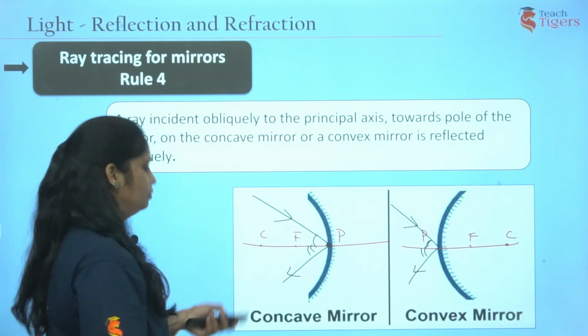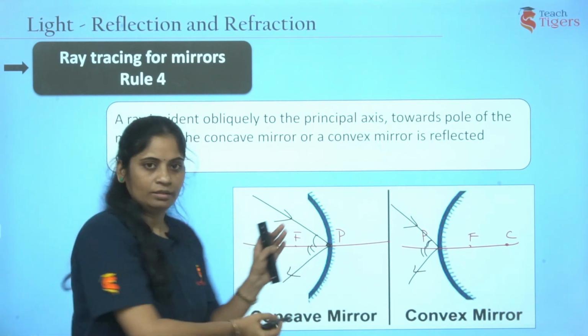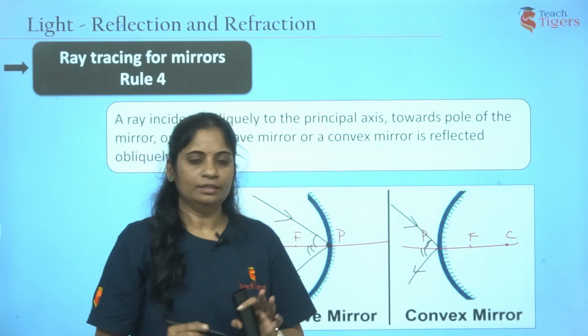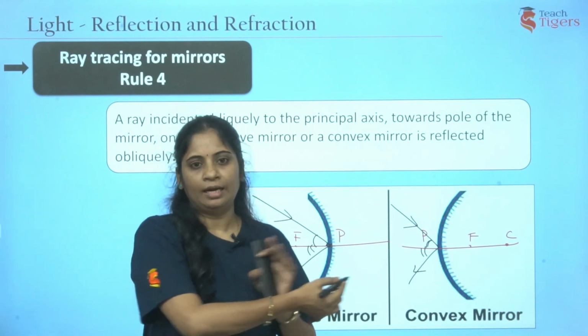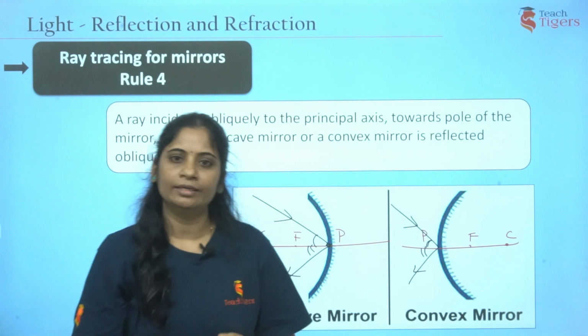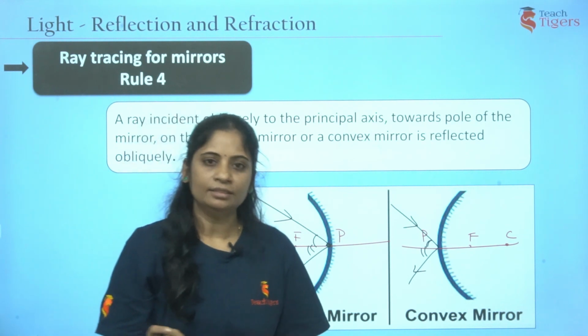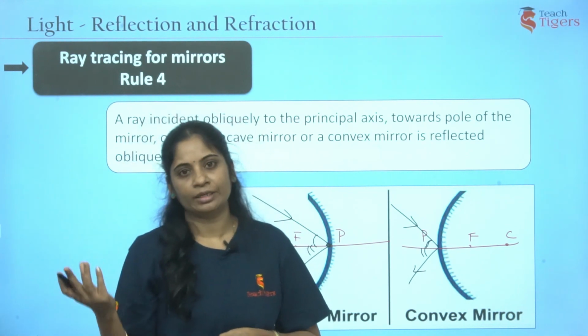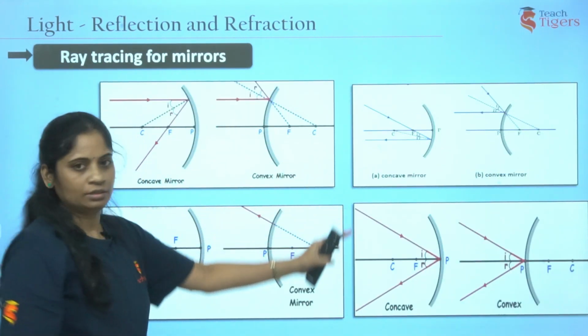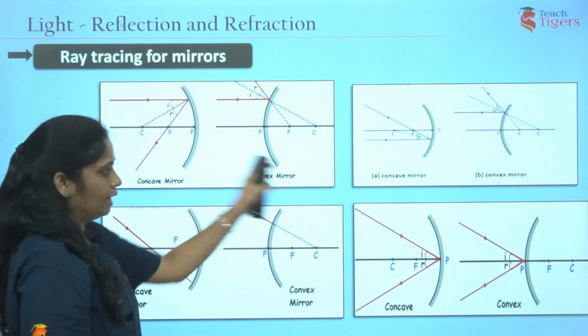So these are the 4 rules. In all the 4 rules, this behavior was studied and it is given to us. When you are using them, we have just avoided drawing the tangent and even drawing the normal. So let us see that. All the 4 ray rules are summarized and shown here.